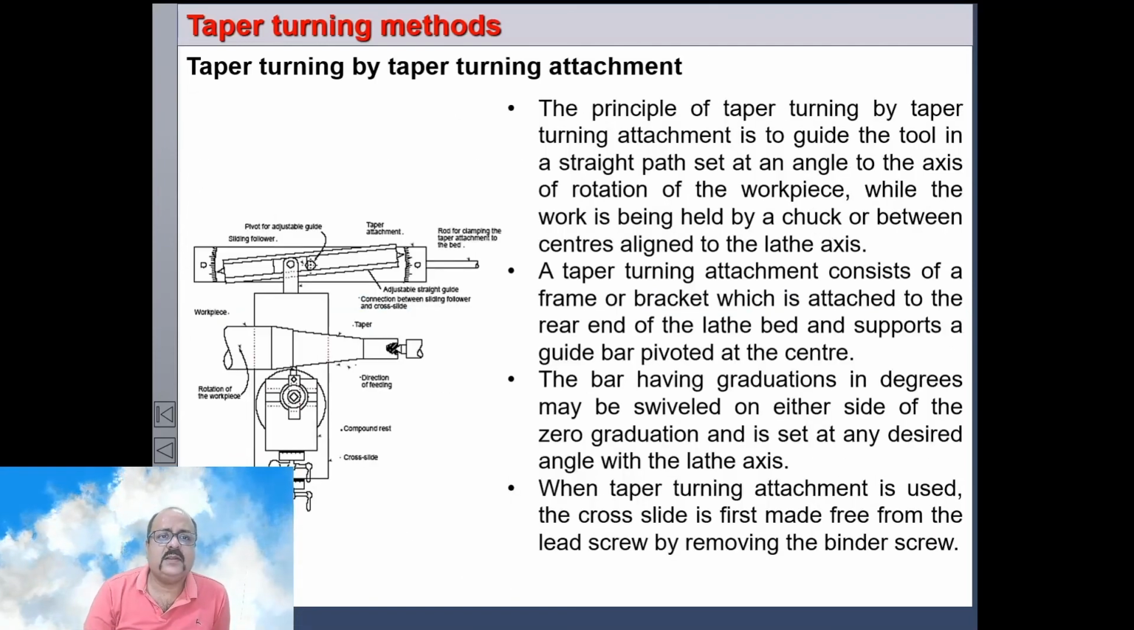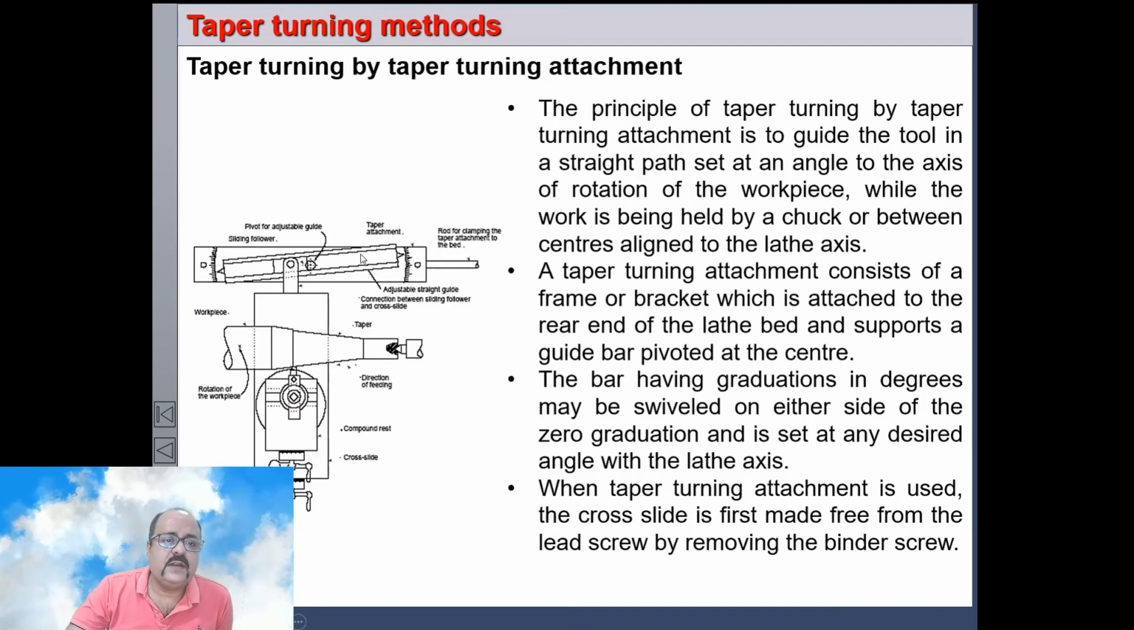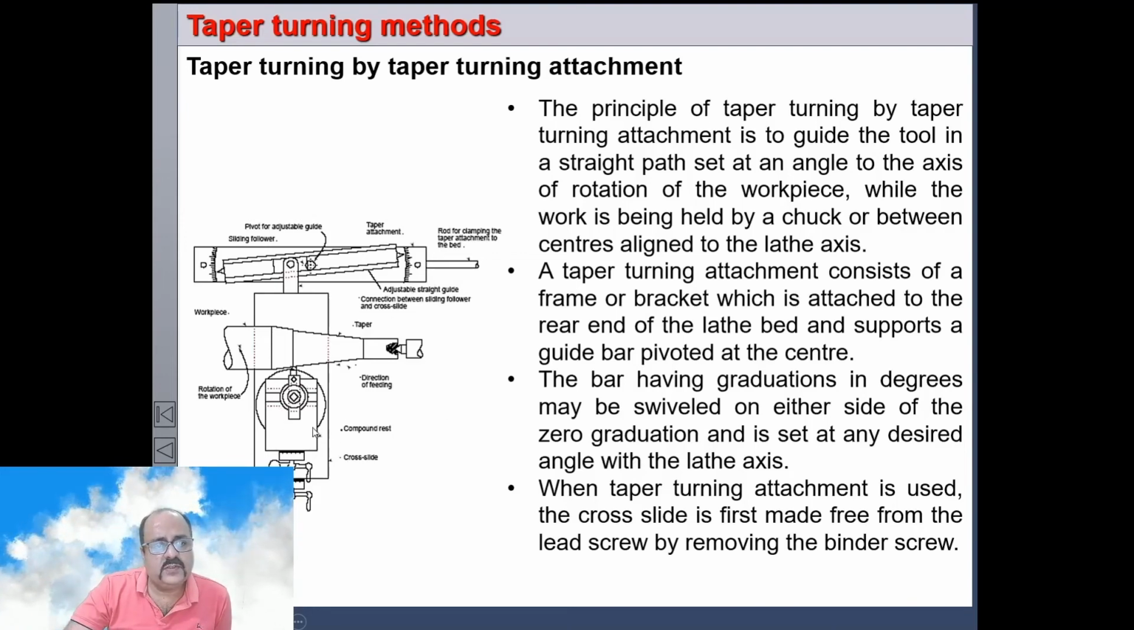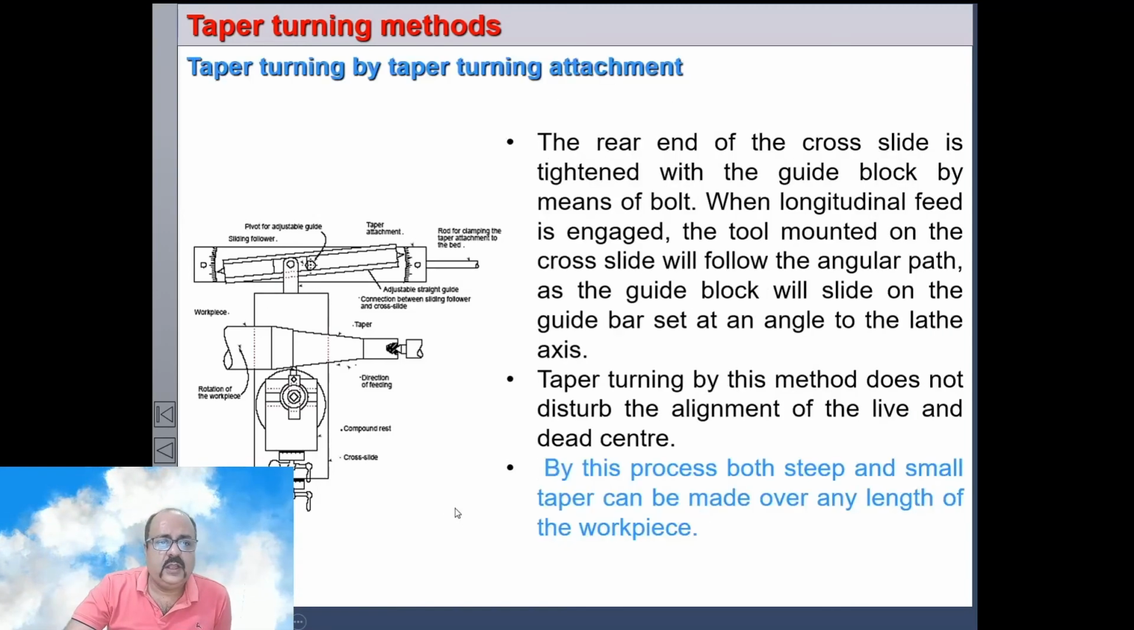And lastly, the versatile method, if you are using a taper turning attachment. So this is the taper turning attachment. There is a guide wedge, and these are calibrated at angles. The guide wedge can be fixed at any particular angle depending on the angle of the taper. Now there is a screw which will loosen it from the saddle. Once it's loosened from the saddle, as the carriage moves, it will follow this guide wedge. And you can cut small taper over large length, large taper over small length, all varieties of taper can be cut.